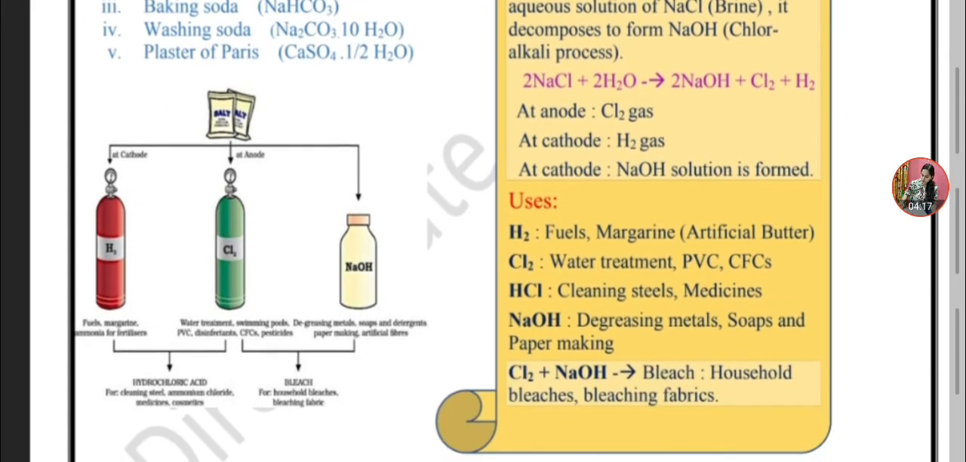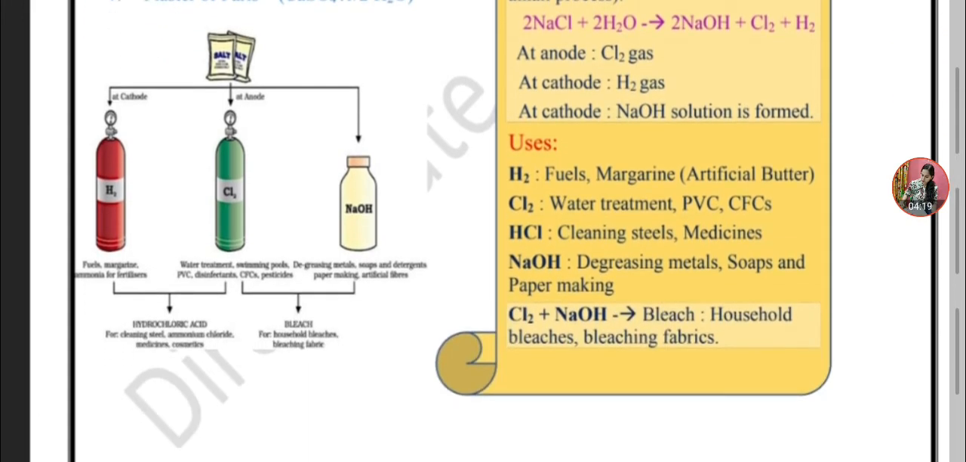Now let's move through its uses. First, hydrogen gas is used in fuels and margarine, which means artificial butter. Cl2, that is chlorine gas, is used in water treatment, PVC, CFCs. Third one is HCl, hydrochloric acid. It is used in cleaning steels, medicines, even in cosmetic products. Fourth one is our NaOH, sodium hydroxide. It is used in degreasing metal. Why is it used in degreasing? Because it is a very strong base. It is also used in making soap and paper.